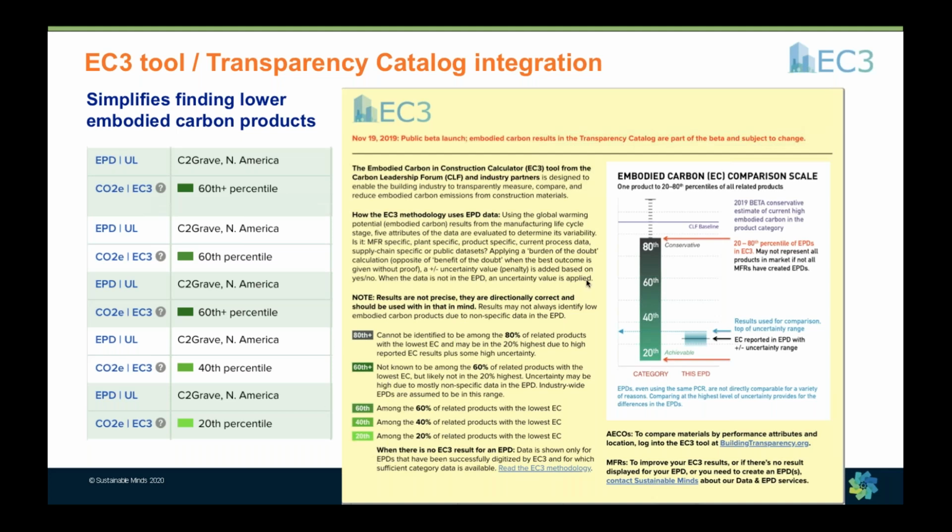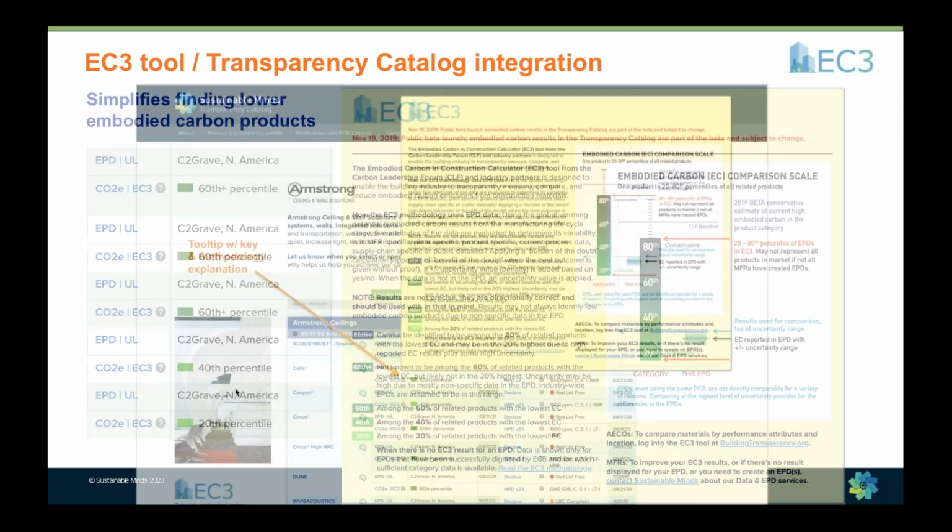And then what we did was we deconstructed this 20th to 80th percentile range and came up with a key so that literally in a glance, people would be able to see that this information is available, and here's what it means. And if there's no EC3 result for an EPD, it can mean that that category is not in the EC3 tool yet, or that the EPD hasn't been able to be machine read yet, or the category is not available, which is the first thing I said.